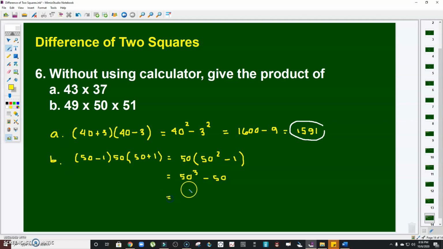So it's easy, right? We all know 50 cubed, that will be 5 cubed, which is 125, and then three zeros. Minus 50. See that? And we all know 125,000 minus 50 is simply 124,950. There you go. Clear? Okay, so that's it.